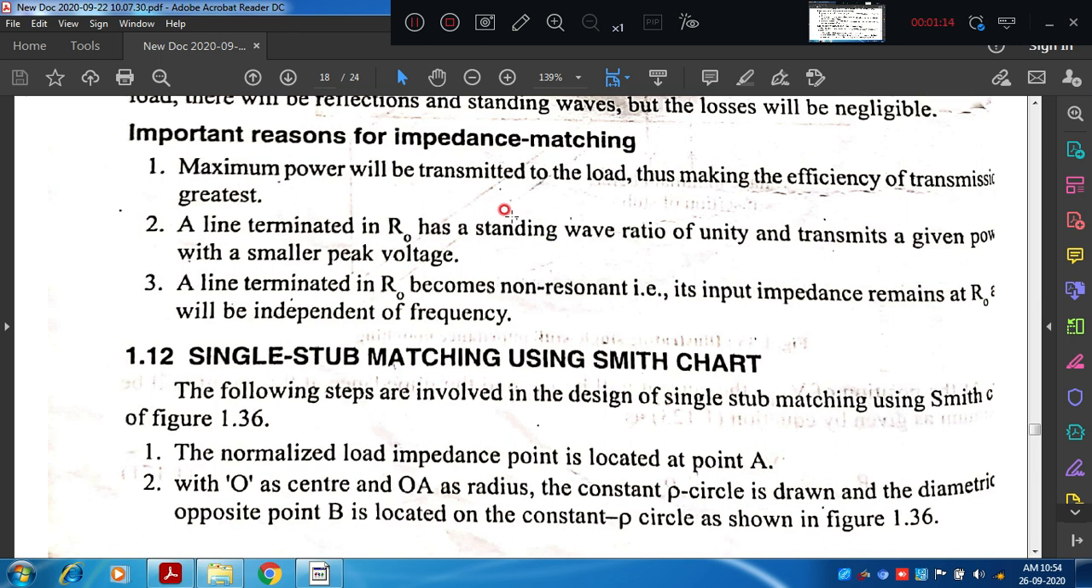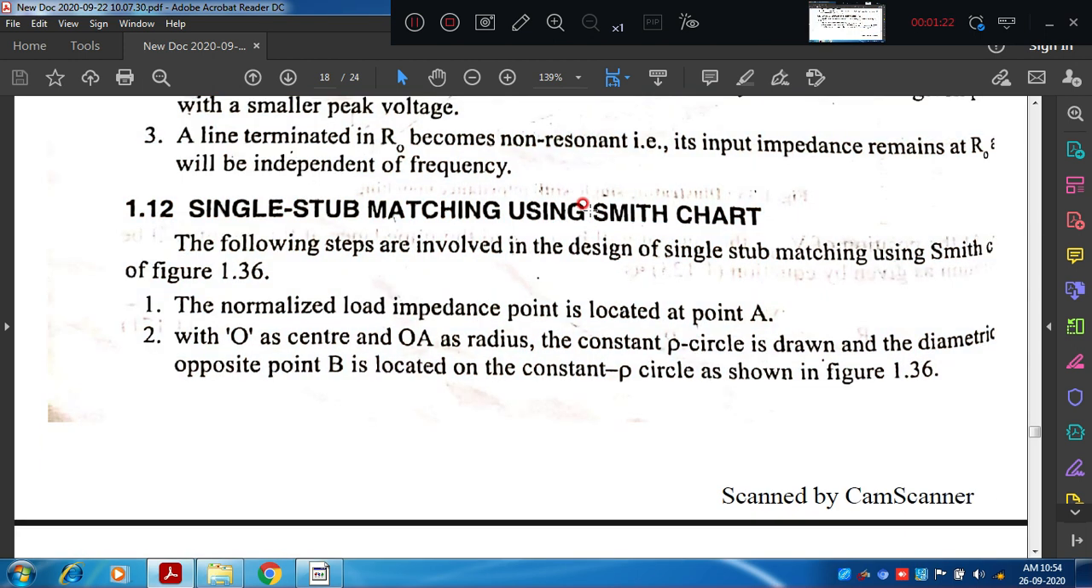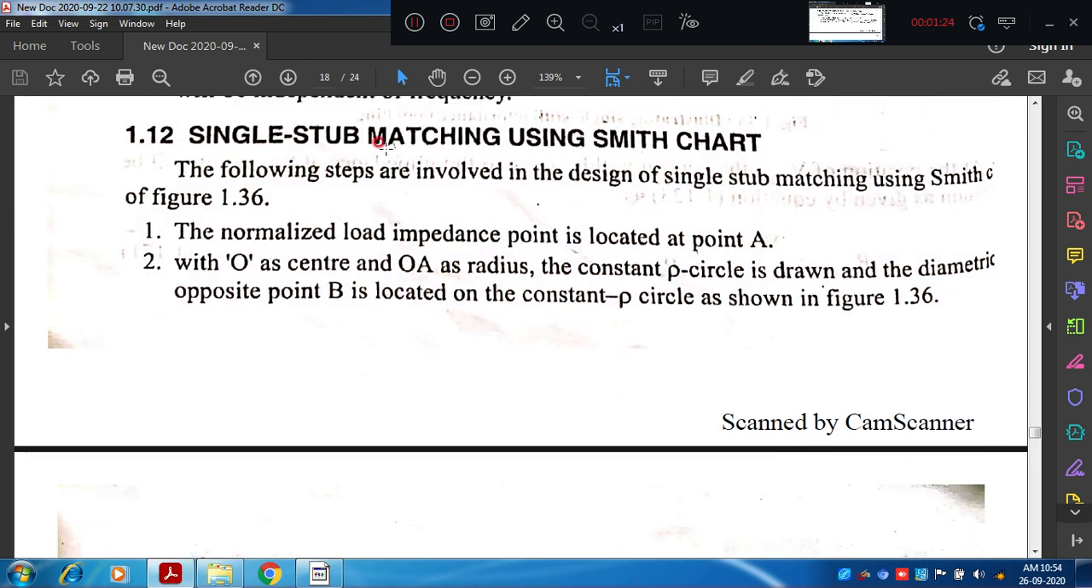To avoid the reflections, we need to insert some stubs. So how exactly does it work? We'll now see the step by step procedure, first single stub matching using the Smith chart. There are some procedures involved in this. I'll give a brief idea about the procedure involved in single stub matching, and we'll take one example today.